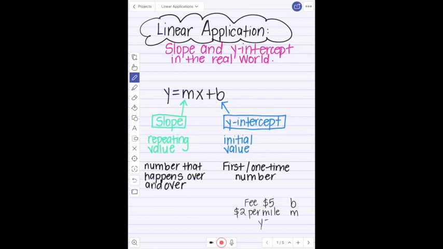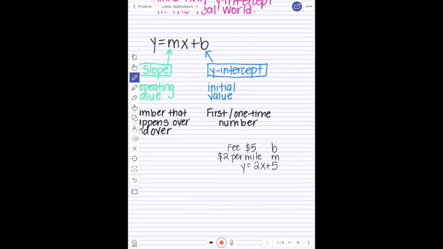So if I were to write this equation, I would say y equals 2x plus 5. I paid $5 up front, and I'm paying $2 per mile, where x would represent the miles and the y is going to represent my total cost. So again, just to make sure we understand, x is going to represent the number of miles, and my y is going to represent my total cost that I will pay in the end.